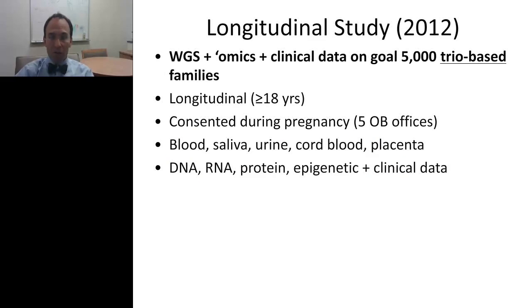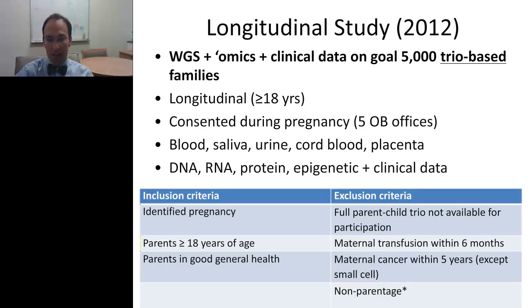The longitudinal study, which I think it's fair to say in many ways is our flagship study, has a goal of about 5,000 trio-based families. This is a longitudinal study, so we consent them usually about halfway through pregnancy out of 5 OB offices. Those are 3 regular private practice offices, 1 high-risk practice, and then 1 very large clinic for the uninsured or underinsured. We collect the sample types mentioned there, and we generate all the omics that you see there.